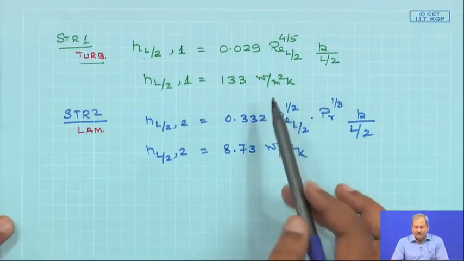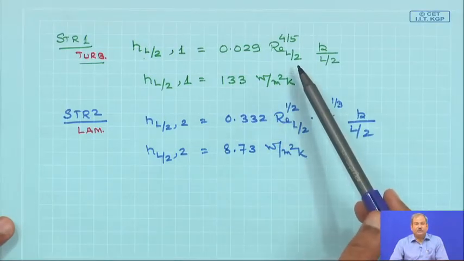Now, you may ask why I chose the relation corresponding to turbulent flow when I know that the flow is definitely going to be laminar in the beginning and then change to turbulent. So, when we calculate the Reynolds number to be more than 5 into 10 to the power 5, the correct relation to be used should be the mixed flow relation. Absolutely right. I should have used the mixed flow relation.